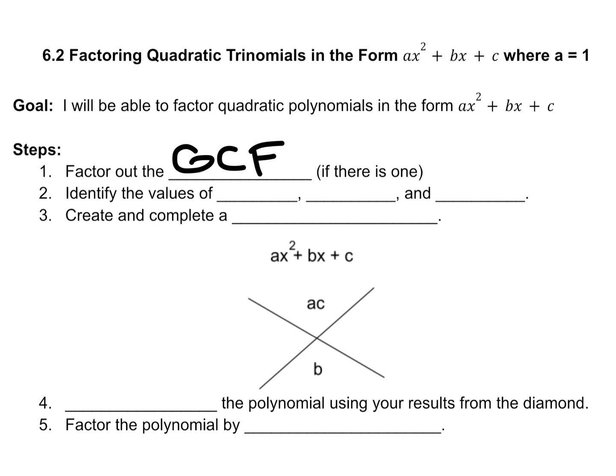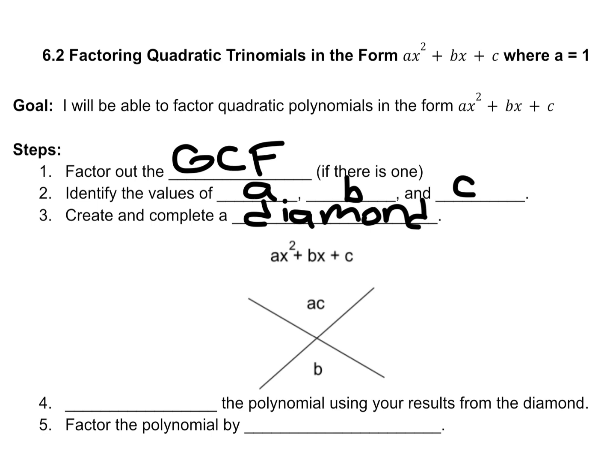The next step in this process is to identify our values of a, b, and c. Next, I'm going to create and complete a diamond. When I set up my diamond, the top part of our diamond is going to be a times c, and the bottom part is b. And you guys know that when we're doing our diamond, we're trying to find numbers that multiply to the top number and add to the bottom.